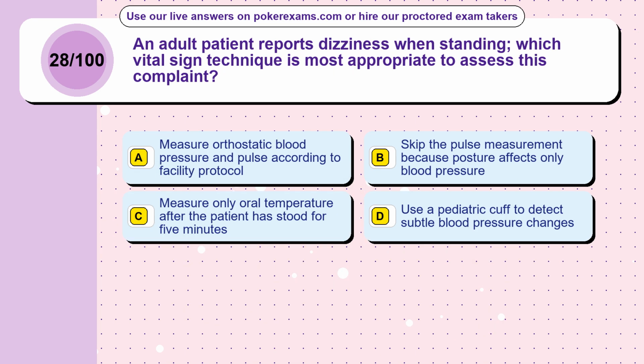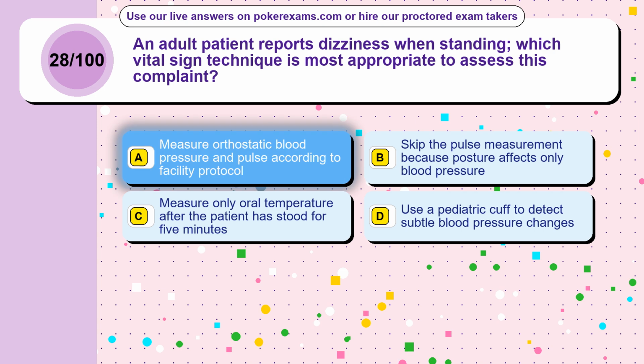Question 28. An adult patient reports dizziness when standing. Which vital sign technique is most appropriate to assess this complaint? Option A. Measure orthostatic blood pressure and pulse according to facility protocol. Option B. Skip the pulse measurement because posture affects only blood pressure. Option C. Measure only oral temperature after the patient has stood for 5 minutes. Option D. Use a pediatric cuff to detect subtle blood pressure changes.